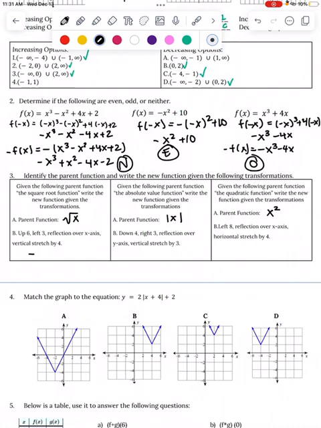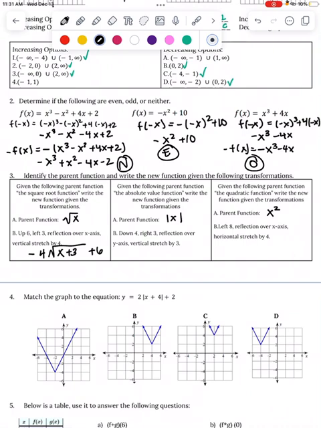So negative 4, square root of x, left 3, so it's going plus 3 opposite, and then up 6, so it's 6 on the outside like that. All right, you always want to check to see what things are multiplying first. So stretches and reflections are what I check for first.